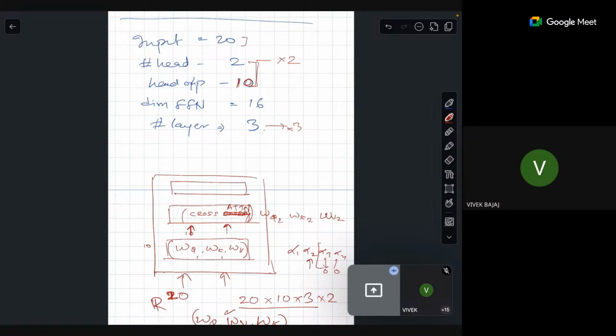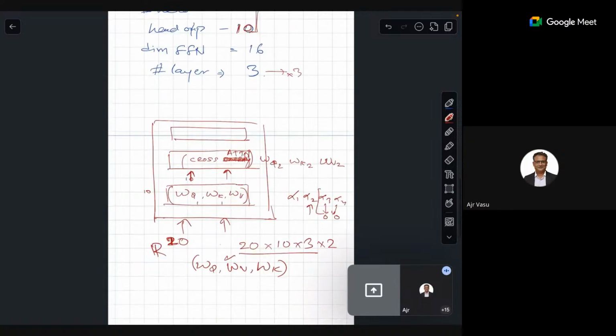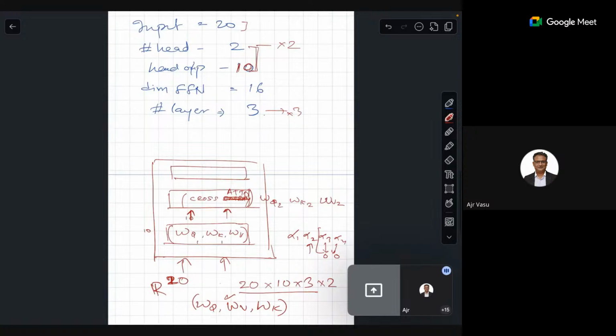That's it. So, one question, sir. When we're moving from self to cross attention, if we concatenate the heads, then it should be 20, right? Not 10. Because there are two heads, right?